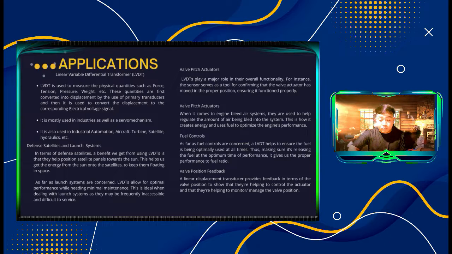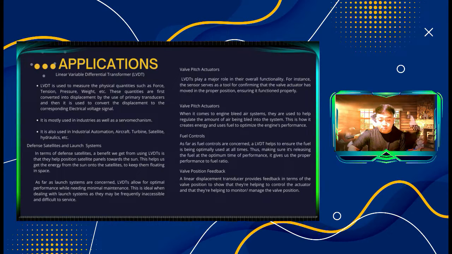Hello everyone, today I will be discussing the applications of position sensors. The first one will be the Linear Variable Differential Transformer, or LVDT. LVDT is used to measure physical quantities such as force, tension, pressure, weight, and etc. These quantities are first converted into displacement by the use of primary transducers, and then it is used to convert the displacement to the corresponding electrical voltage signal. It is mostly used in industries as well as a servo mechanism. It is also used in industrial automation, aircraft, turbine, satellite, and hydraulics.